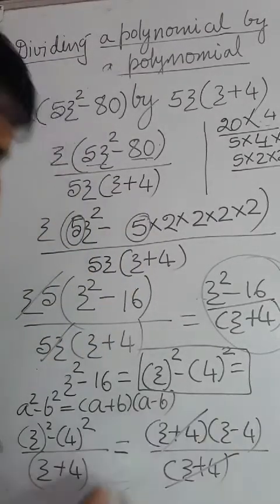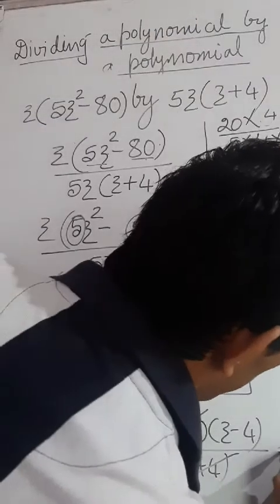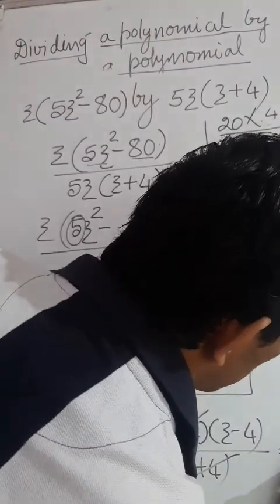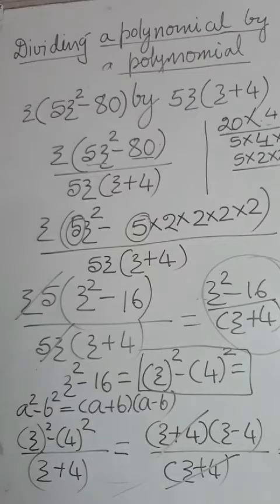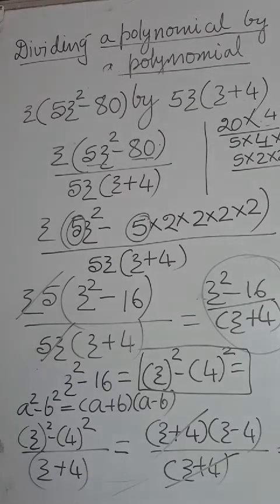Now see, you have to cancel once again. So the final answer is z plus 4. So z plus 4 is the final answer.